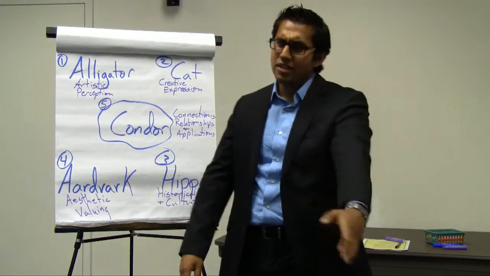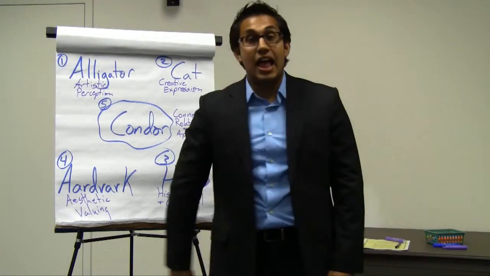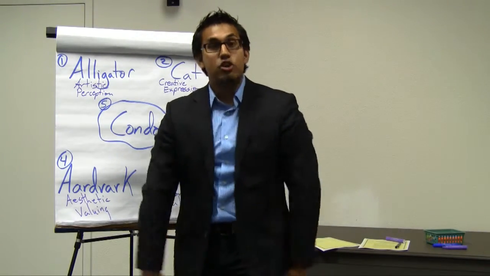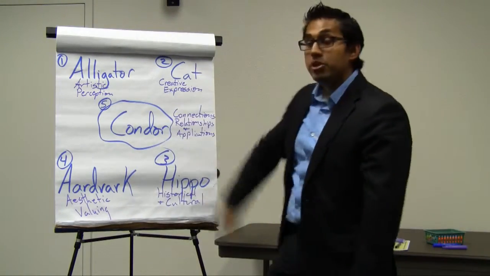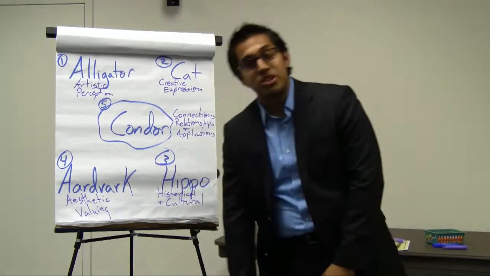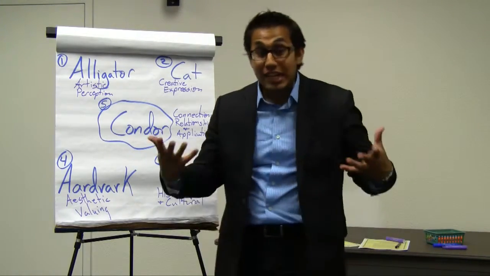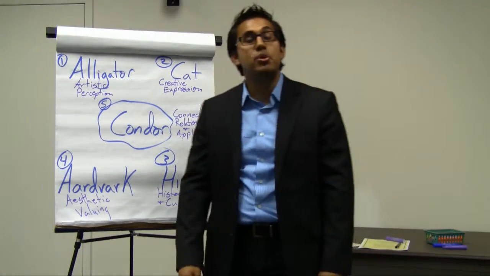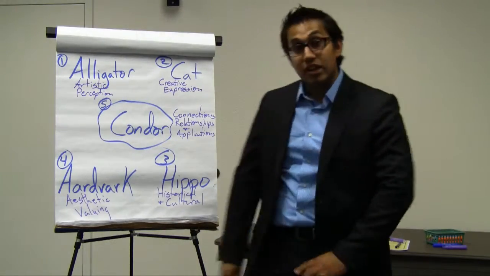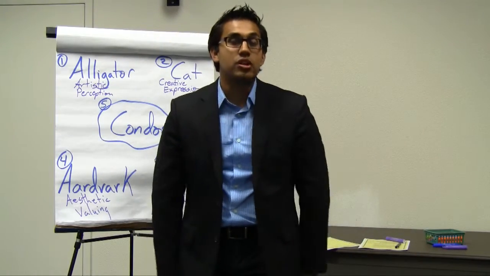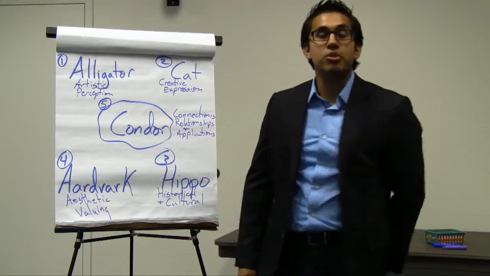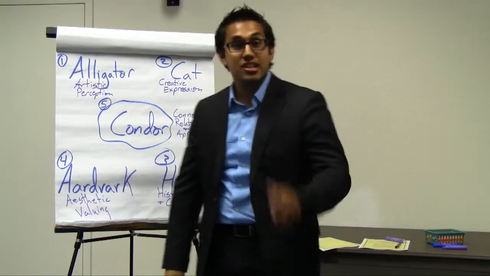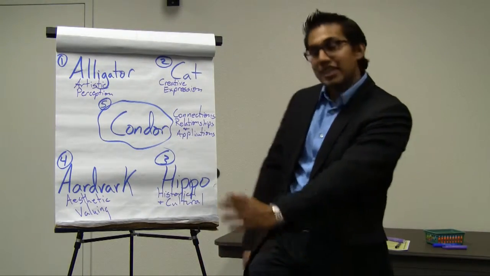So what animal's in corner number 1? The alligator. Alligator stands for artistic perception. Artistic perception relates to the vocabulary words that we use. In corner number 2, we have the cat, which represents creative expression. Creative expression is all about creating things within your form of art. In corner number 3, we have the hippo, which stands for historical and cultural connections. What animal's in corner number 3? The hippo. Hippo stands for historical and cultural connections. What does it stand for? You would say historical and cultural connections.